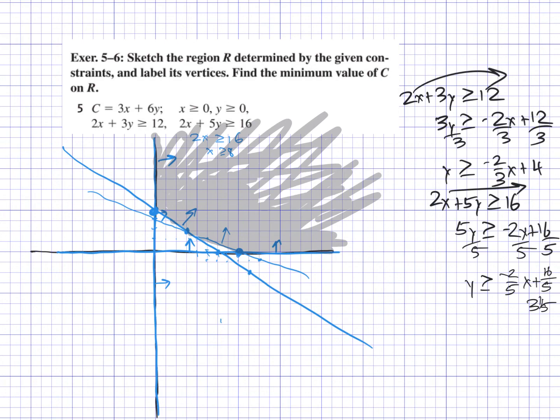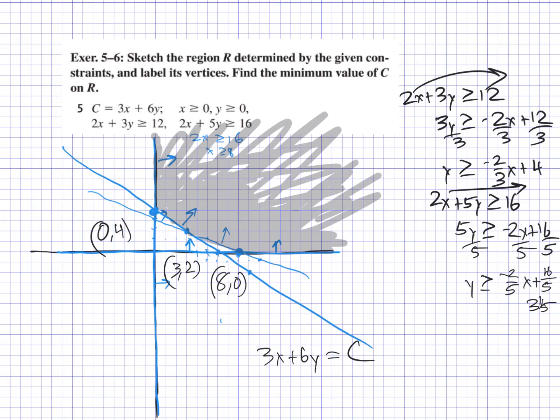Let's look for the minimum here and see what we get. So our left point here is 0, 4. The next one is at 3, 2. The next one is at 8, 0. And those are the only three we need to check. All right, so let's write our C equation down. Let's write this differently. Let's do 3x plus 6y is equal to C.